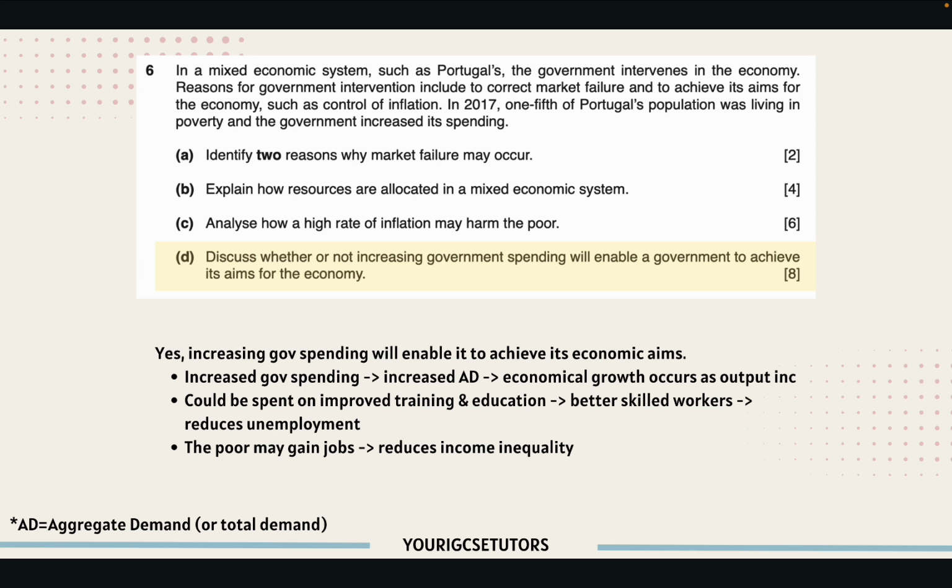The government could also increase their spending on improving the training of workers and providing better education, which leads to better skilled workers, and it also reduces unemployment. And since more people are skilled, the poor may gain jobs, which also reduces income inequality.